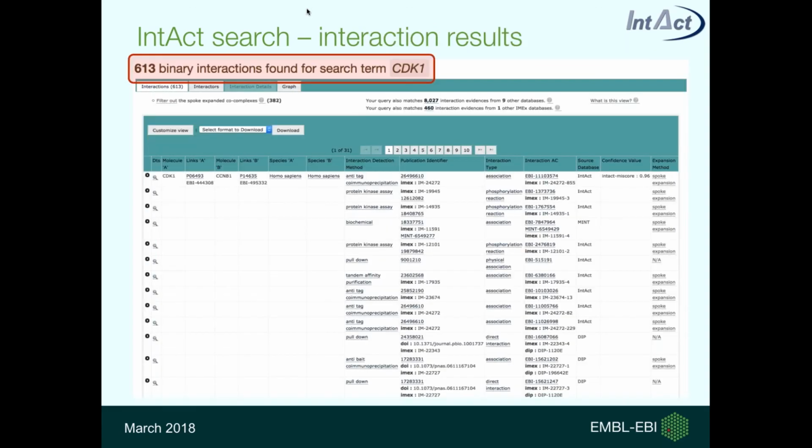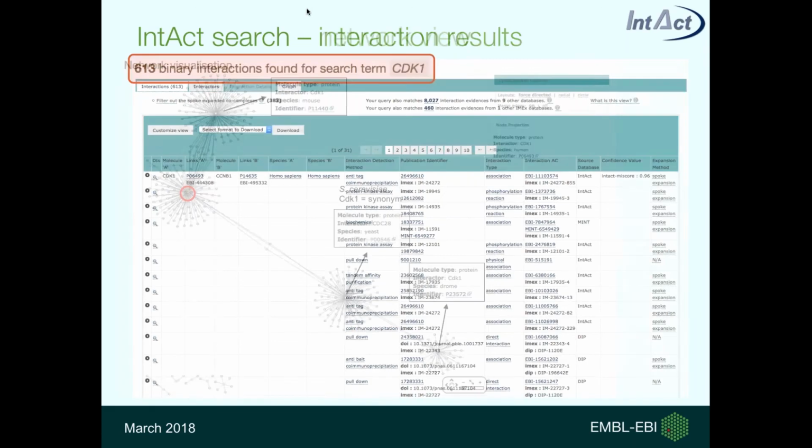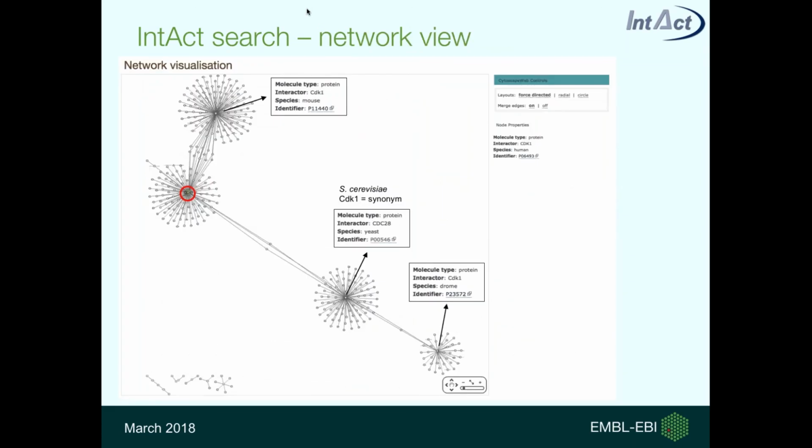Okay, so let's try a different search. Instead of searching with the UniProt ID, we search with the actual gene name, CDK1. We now get a large number of interactions, about 3 times as many as we had before, because CDK1 is not specific to the human CDK1, but we get all sorts of different species. So here's the interaction network that you get from this search.